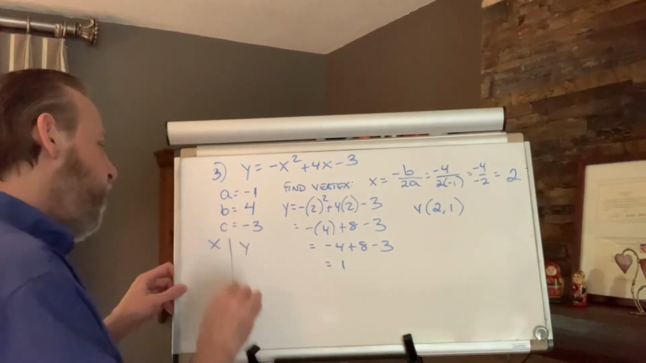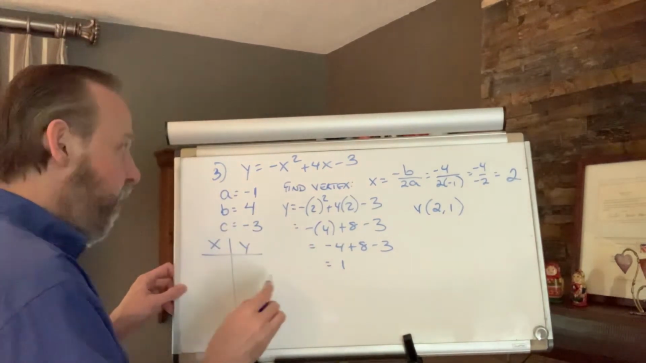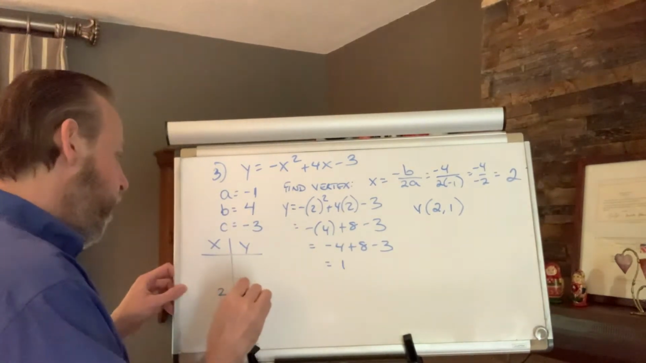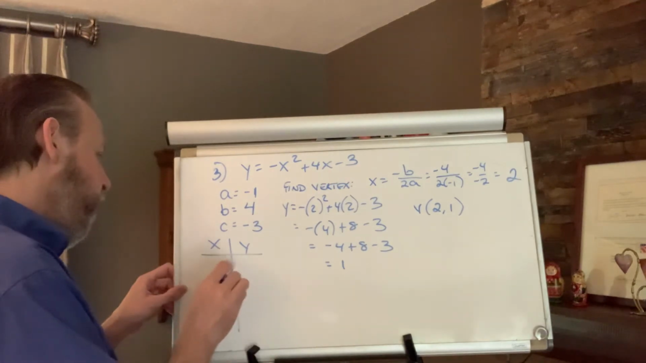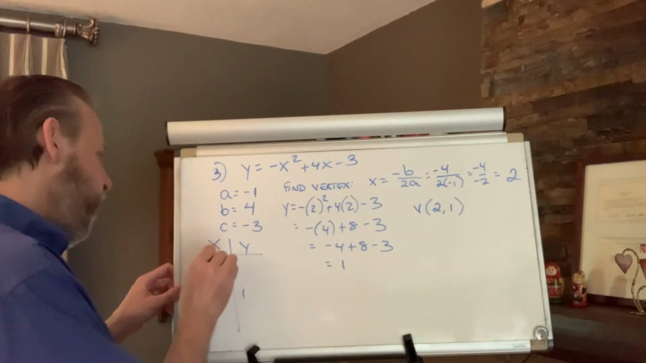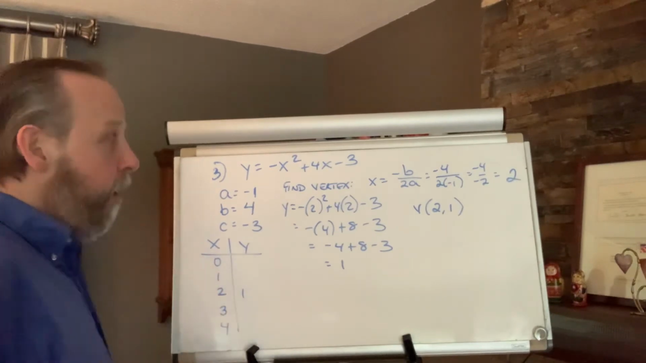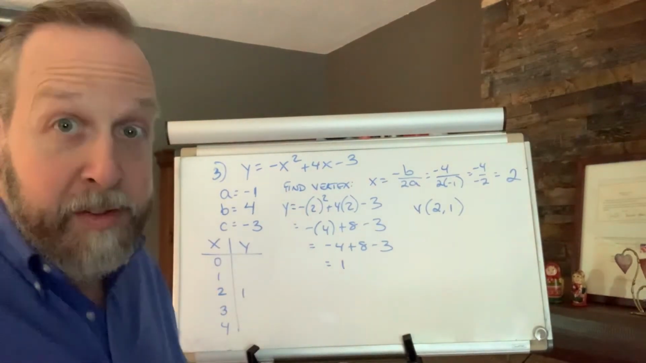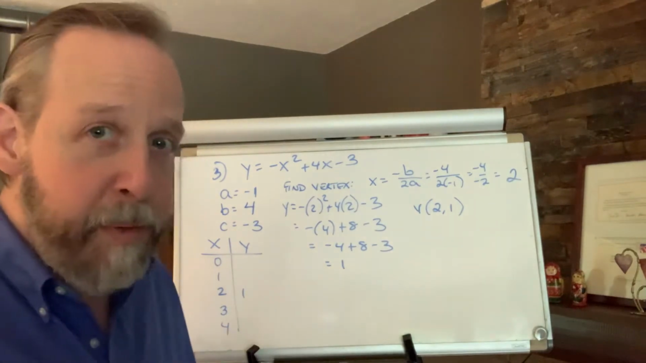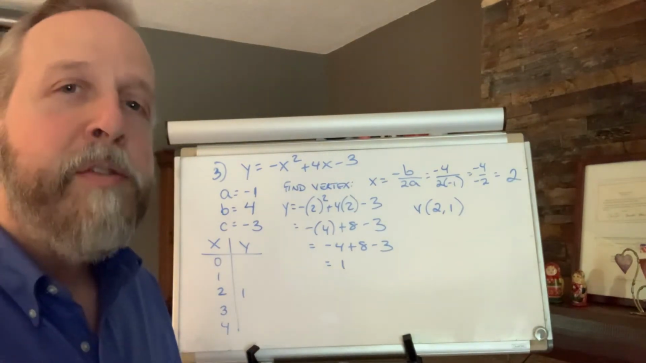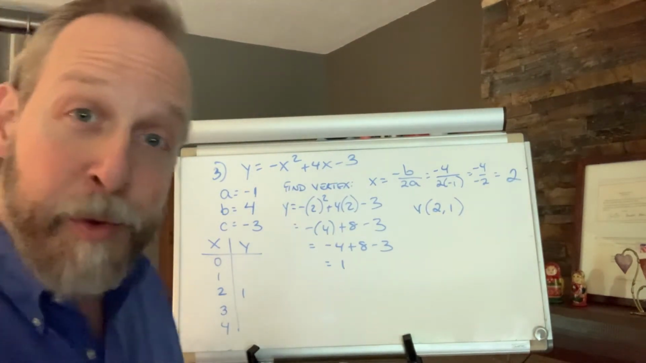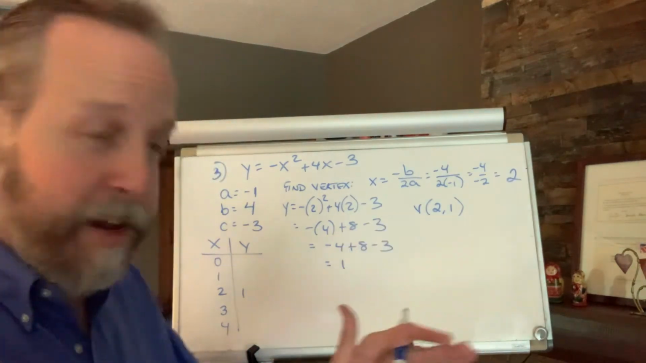X, Y, t-table, where the vertex of (2, 1) goes in the middle. We go down 2 from 2, so we got 1 and 0. We go up 2, so we got 3 and 4. And we have to plug them in one at a time to see what you get. Again, just do it twice because the other side will reflect. Just make sure that when you do the first two, you do them correctly or everything looks very strange.